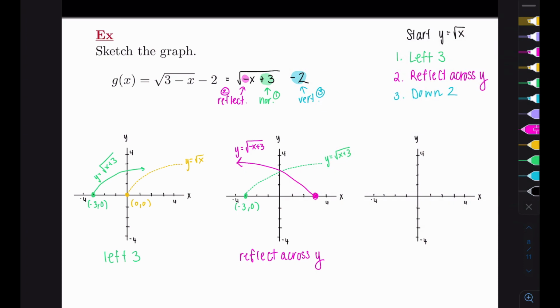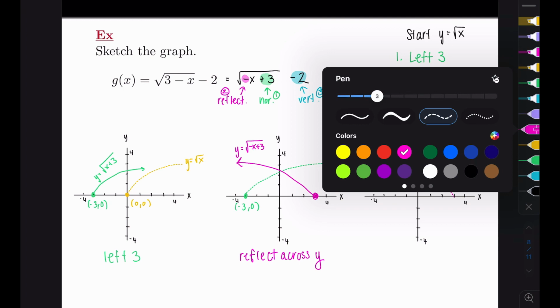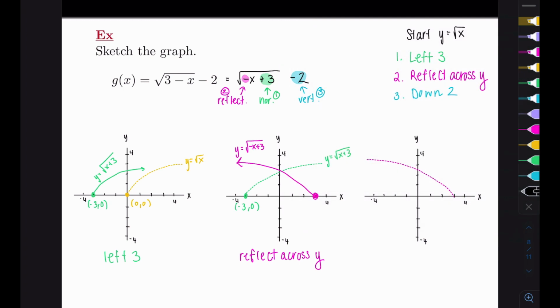And now I'm going to take that picture and let me go ahead and write my point here at 3, 0. And I want to go ahead and move that down too. So our starting point gets moved to 3, negative 2, and then has that same overall shape. And this is the graph of all of these transformations now applied.